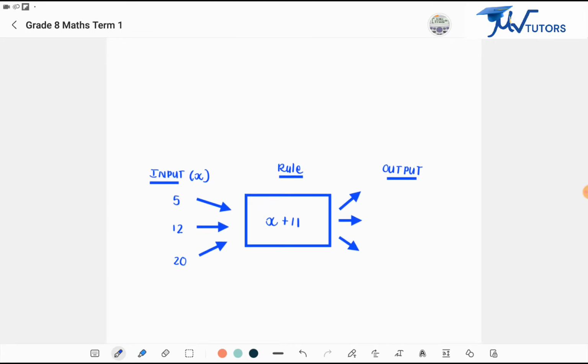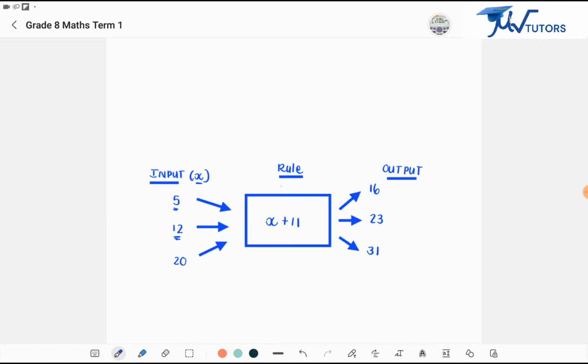Now let's look at another example. Your input here is x. Now we're using a variable. Whenever we use letters or alphabets, that tells you it's a variable, an unknown. We need to find out what x is. And they tell you that in the place of x, you're going to put 5. So 5 plus 11, where x is 5 in this case, gives 16. If x is 12, then 12 plus 11 is 23. And if x is 20, we say 20 plus 11, which gives us 31.